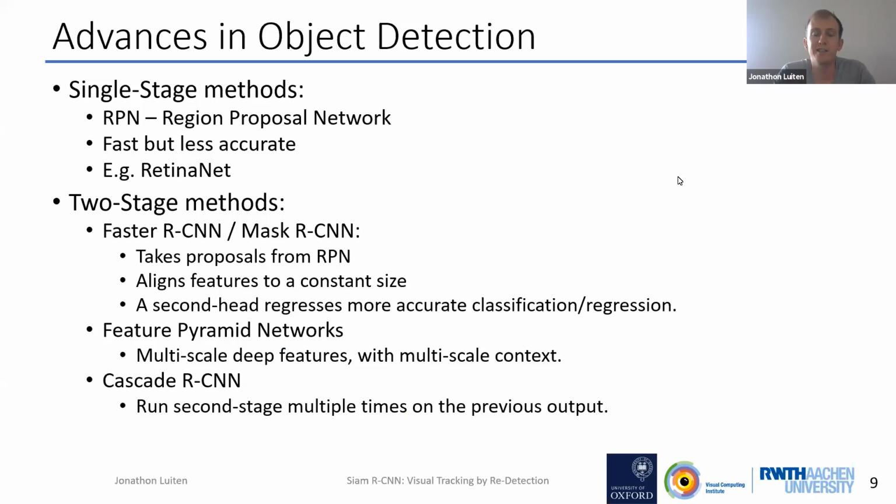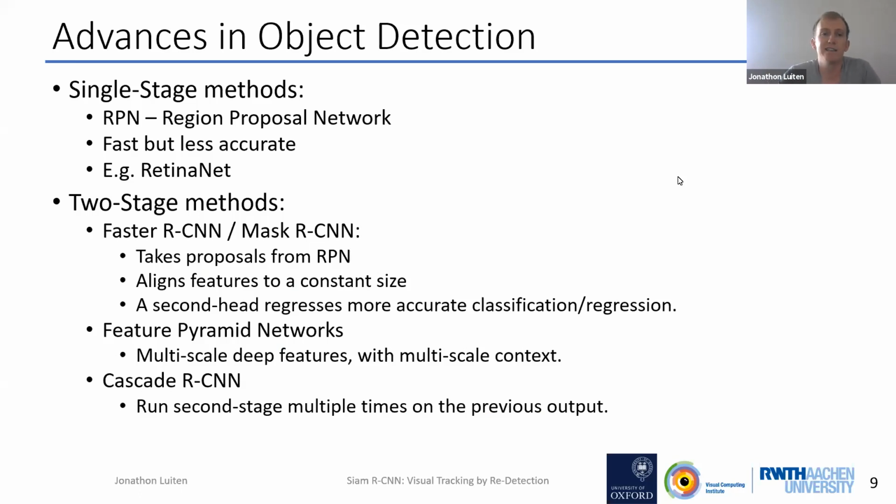Object detection methods, again I'm simplifying, can be divided into two kinds: single stage methods and two stage methods. Single stage methods work using this region proposal network, the same as what we talked about just before. A good example of this is the RetinaNet method. It still works well, but it works less well than two stage methods, though it is usually much faster.